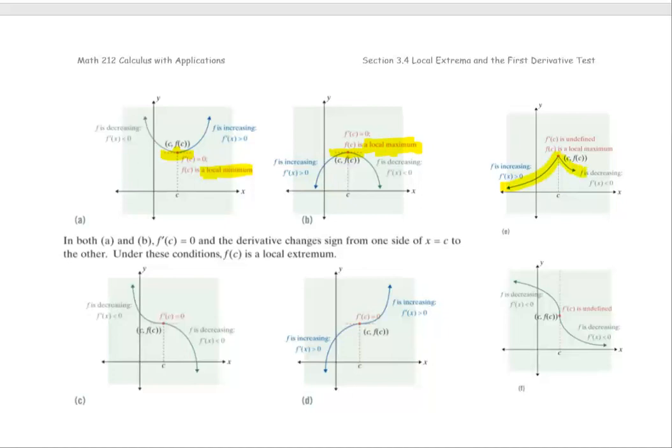And at that quick turn, the derivative is undefined, but we still see the local maximum occurs at the ordered pair (c, f(c)). And I'm going to put a note here. For these two, the derivative at c equals 0. For the last one, the derivative at c is undefined, or doesn't exist.